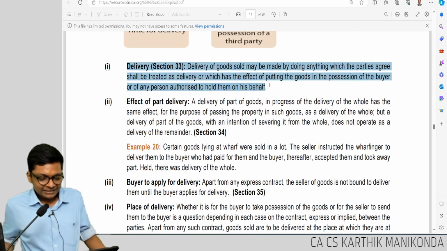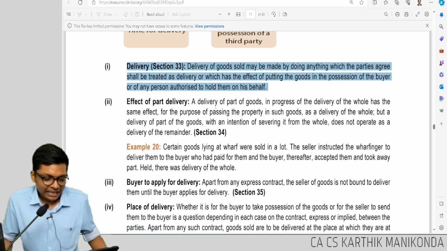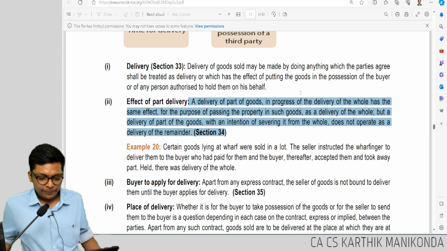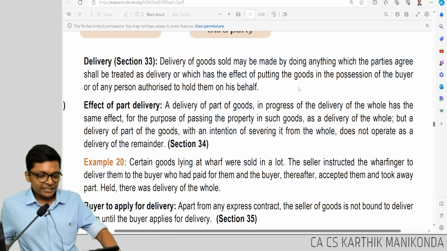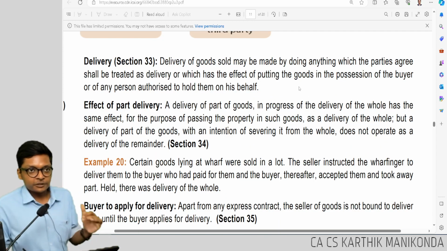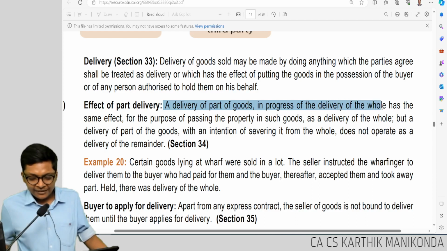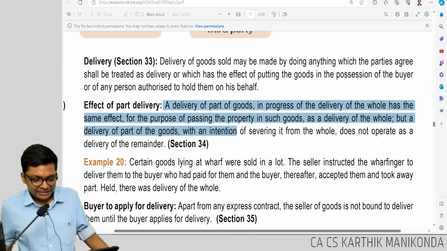We know what delivery is. Effect of part delivery. Look at the point they are saying here. None of these points are tested, which means it's more important for the exam this time. A delivery of part of the goods in progress of delivery of the whole has the same effect for the purpose of passing property in such goods as the delivery of the whole. But the delivery of part of the goods with an intention of severing it from the whole does not operate as the delivery of the remainder.